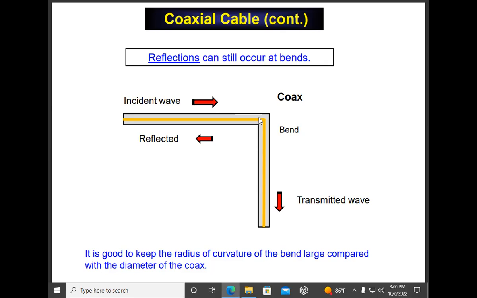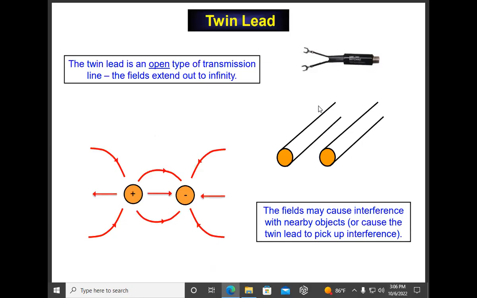But it's not easy to predict. You can't use transmission line theory to predict it. You can use what's called a full wave EM solver, something like HFSS or Microwave Studio, to predict it, but not simple transmission line theory. Okay, now what about the twin lead?